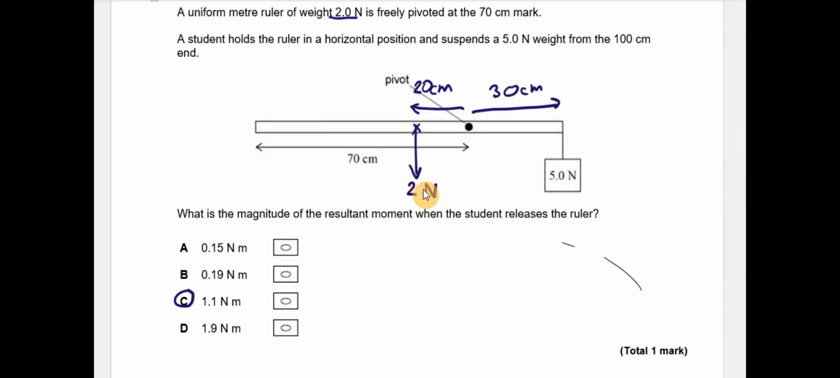Now the mass is going to try to produce a clockwise turning moment, and the weight of the ruler is going to try to produce an anti-clockwise turning moment. The difference between these two turning moments will be the resulting turning moment.